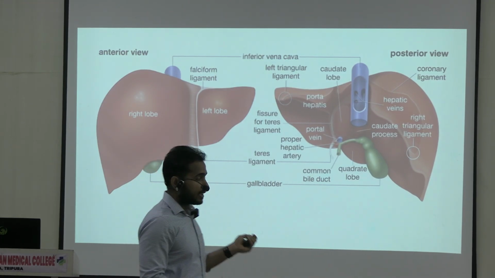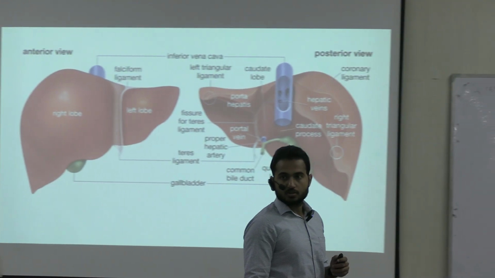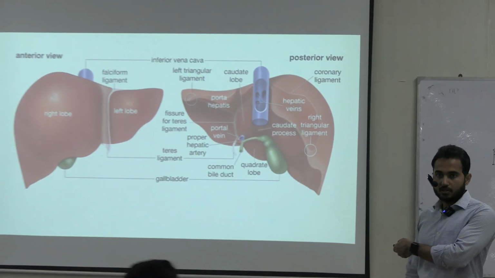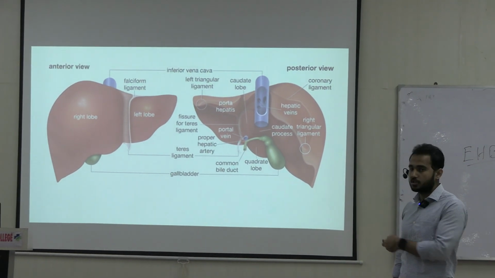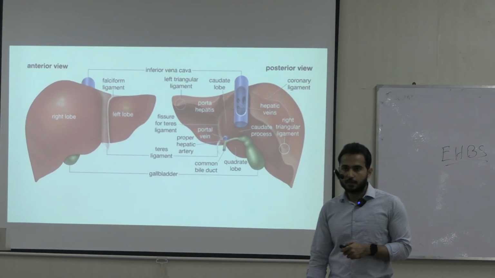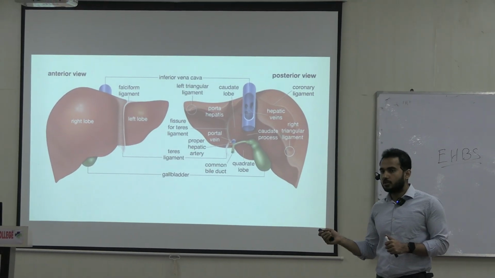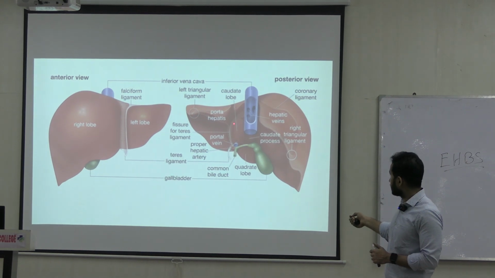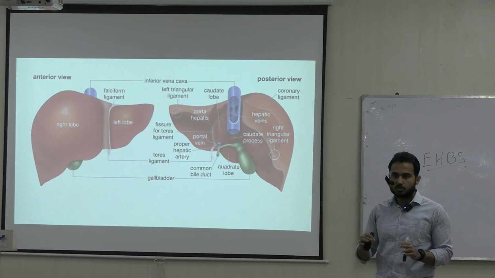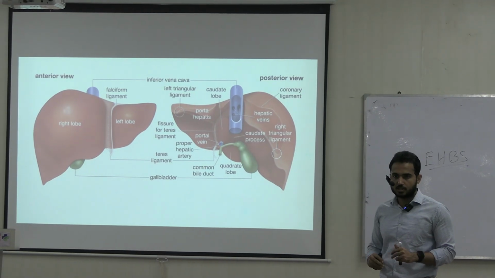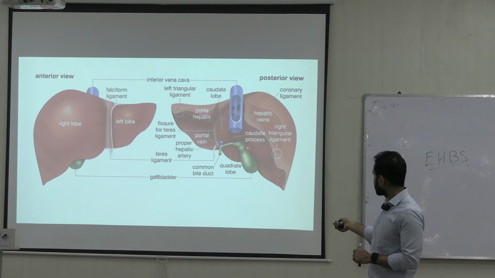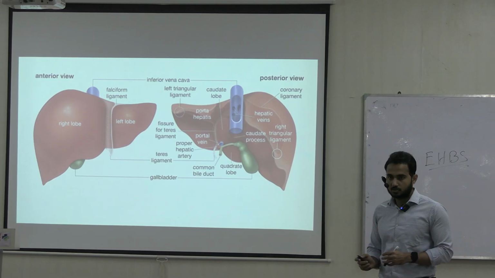As you can see on the screen, this particular diagram is the anterior view of the liver and this is the posterior view of the liver. In the posterior view, can you see this green color structure? Actually, it is not green; to make you understand, the color codes are given. And from this green color structure, can you see something coming out?